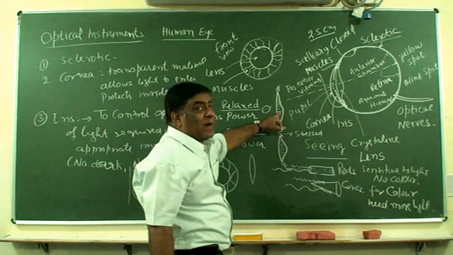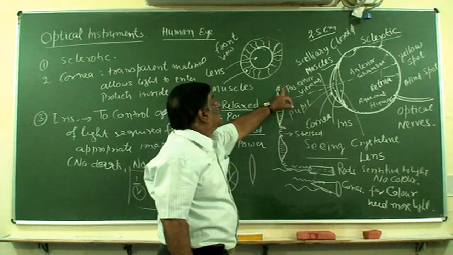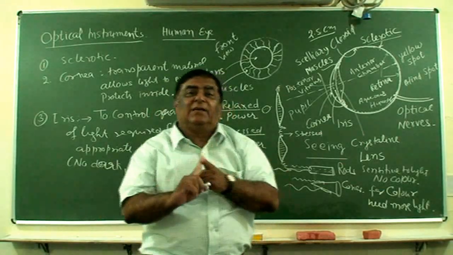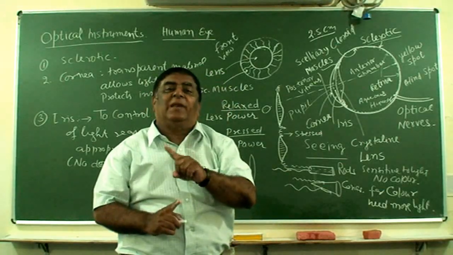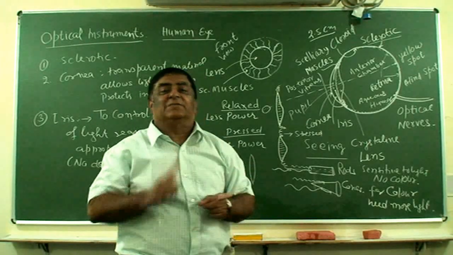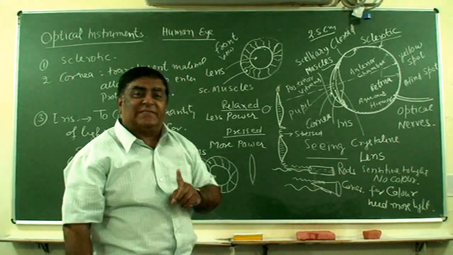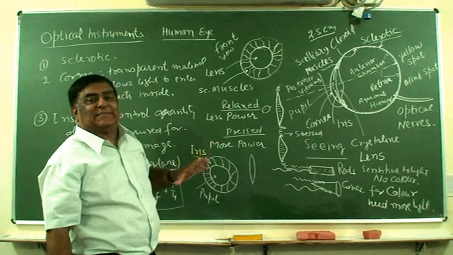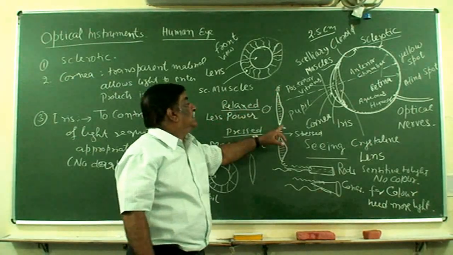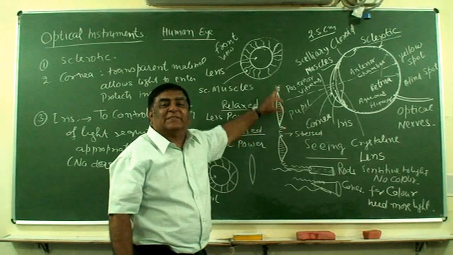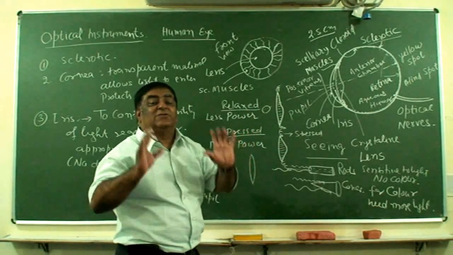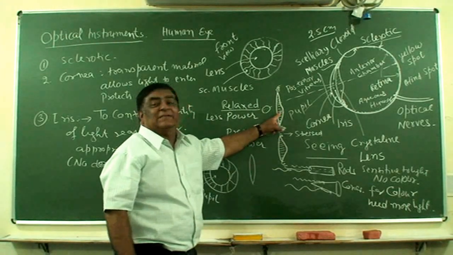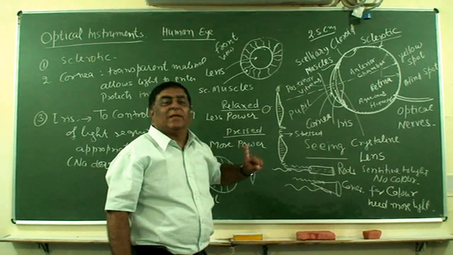When it has got less power, then the muscles are relaxed. This is necessary because we will need this in our next chapter, that is microscope. Whenever we say we want to see the image with relaxed eyes, what is relaxed? The muscles are relaxed. There is no tension in the muscle. We are relaxed, but the power of the lens will be less.